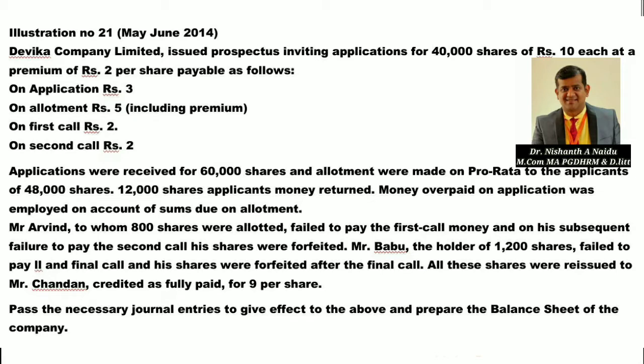See, this problem is very easy and direct. It is an oversubscription case: the company has invited 40,000 shares, but the public applied for 60,000, out of which we are keeping 48,000 shares for pro rata allotment, and the 12,000 shares' application money we are rejecting and refunding. Mr. Arvind is the holder of 800 shares; he failed to pay the first call money, and on his subsequent failure to pay the second call, his shares were forfeited. Mr. Babu, holder of 1,200 shares, also failed to pay the second call, so his shares were also forfeited. All these forfeited shares have been reissued.